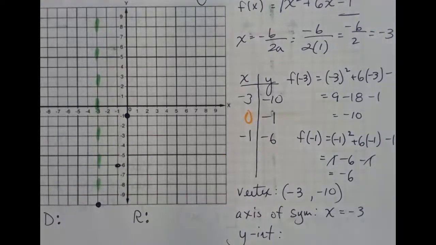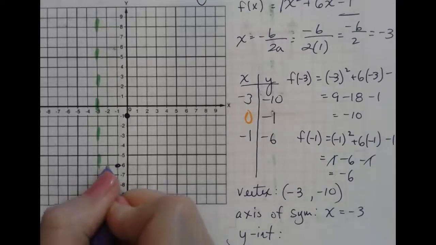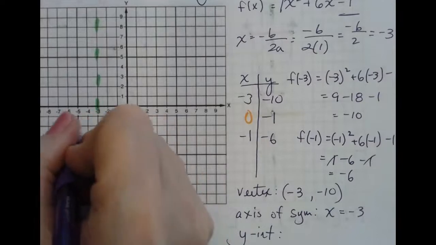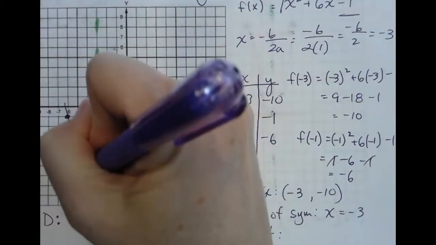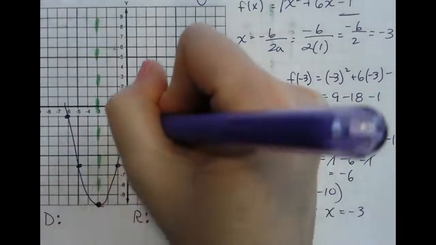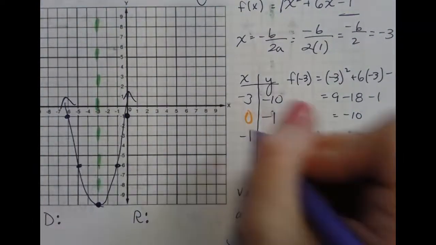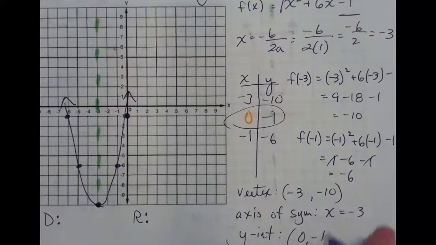Now let's use symmetry in order to plot our two remaining points. 1, 2, 1, 2, 3. And here is our parabola. And I didn't put in our y-intercept. There it is at 0, -1.